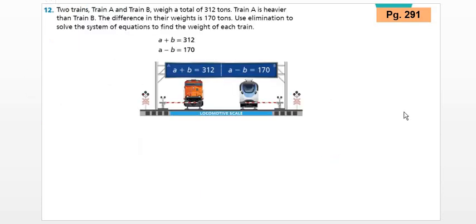Our puzzle is solved. So let's solve some more questions from the lesson now. Here is the next question, but I want you to pause the video here and solve this question on your own. Already they have given you the system of equations. They only want you to use the elimination method to solve the equations to find the weight of each train. To find the weight of each train means finding the value of A, which will give you the weight of train A, and the value of B, which will give you the weight of train B, right? Better pause the video here and complete it on your own.